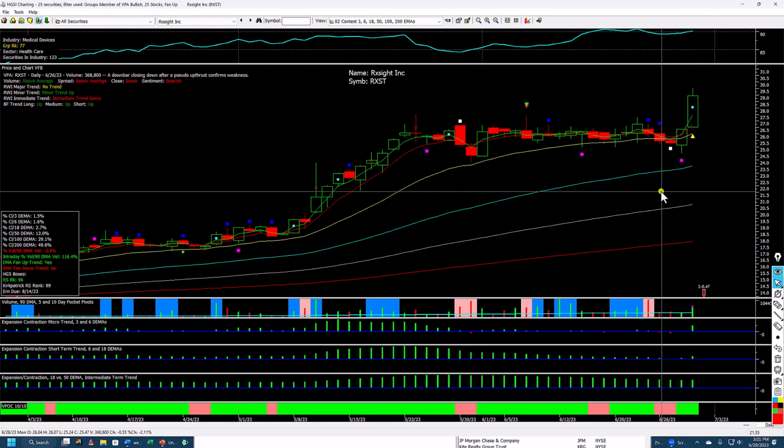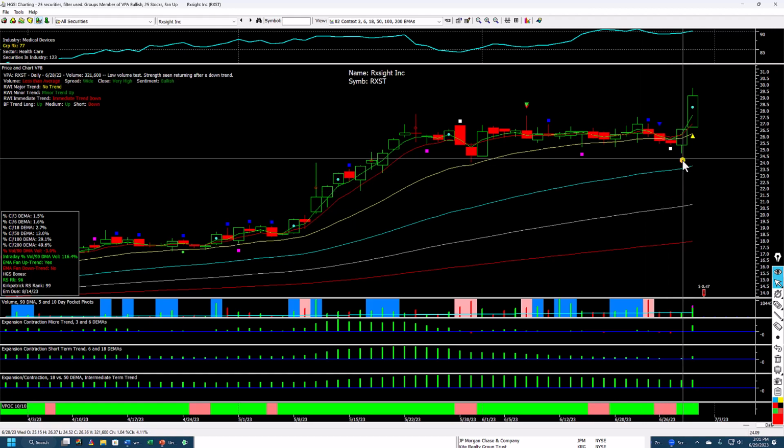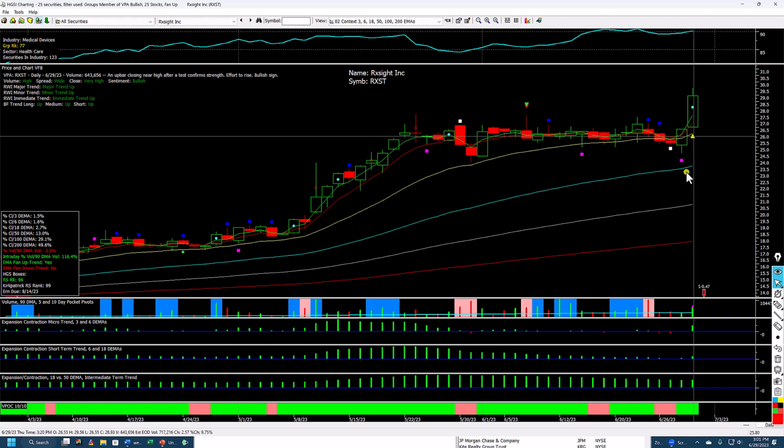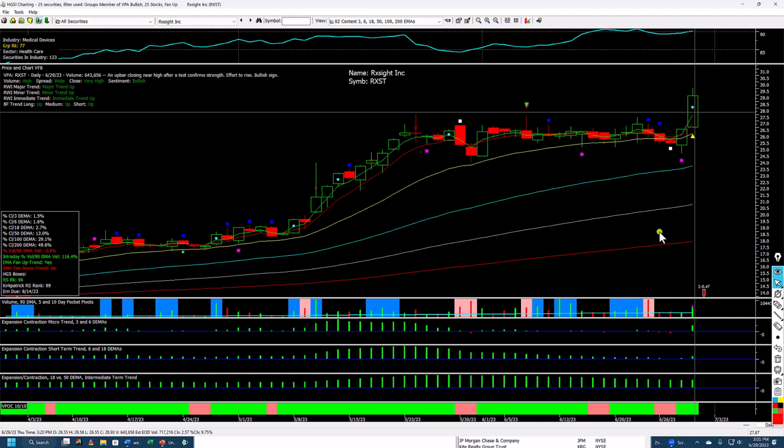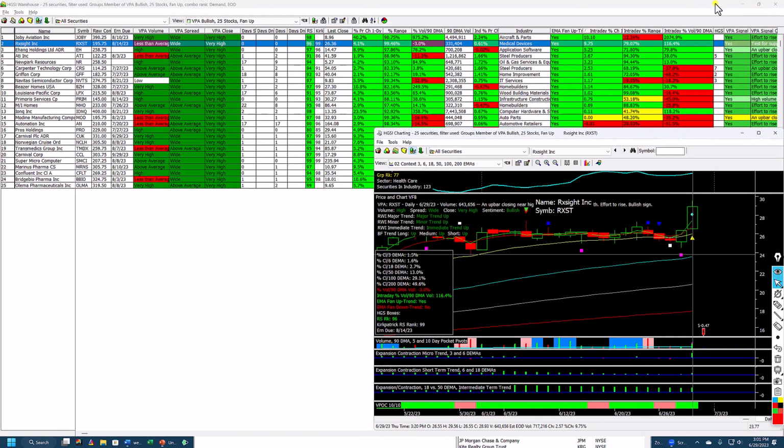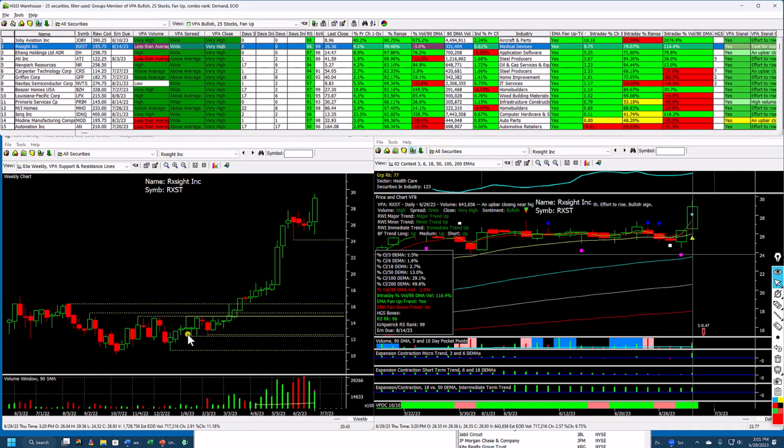Now, here's an excellent one, which came up yesterday with a low volume test. There's a confirmation of that test today and an effort to rise coming off of a long base. Let's look at the weekly. Oh, wow. Very strong on the weekly. Hesitation through here. It's been reaccumulating.